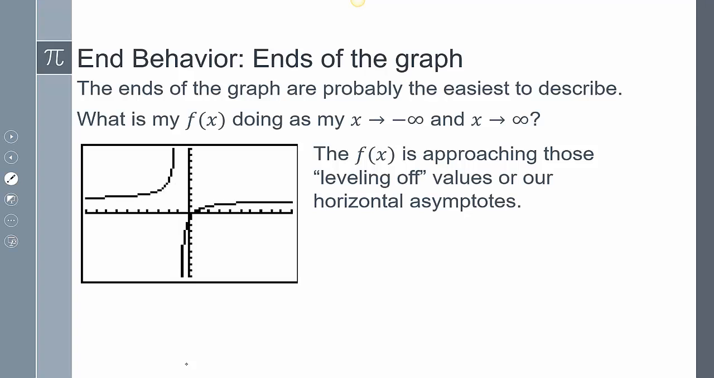Now the first type of end behavior that we can look at is what happens with our y as x is going to negative infinity and x is going to positive infinity. Just remember, it's like we're leveling off. Always when x is going to negative infinity and positive infinity, it's going to approach those leveling off values, which are our horizontal asymptotes. So I can say when my x goes to negative infinity, my y, or my f of x, is going to approach 2, because my horizontal asymptote here is positive 2. As x goes to positive infinity and goes on forever, it's going to approach that value of 2 again.